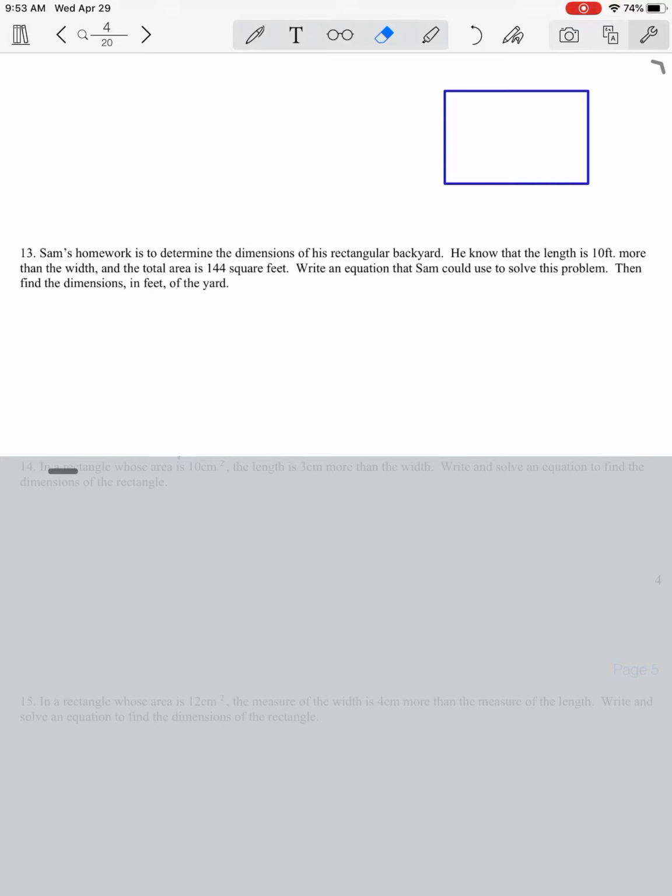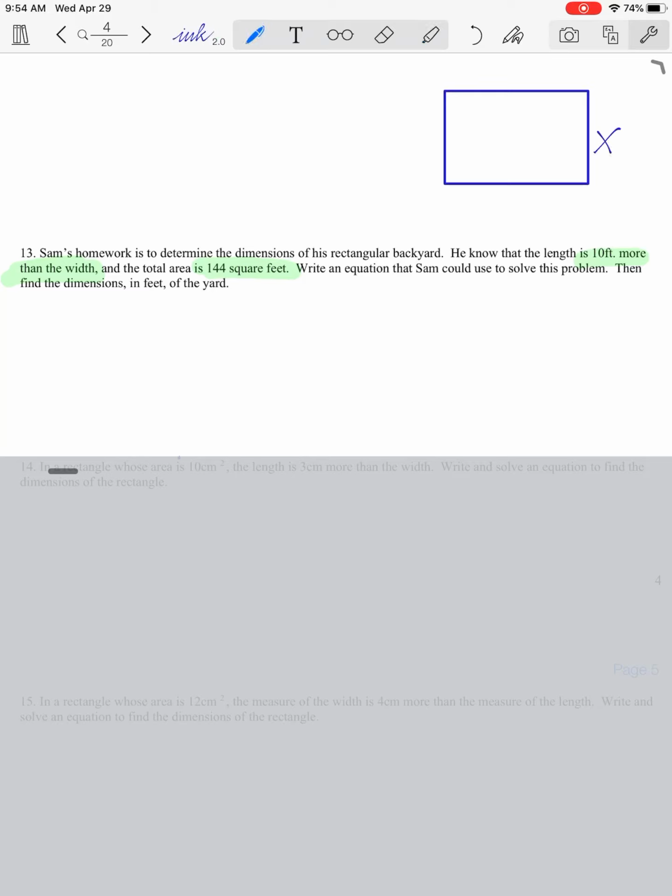So, the first thing we'll do is read the problem and highlight my important information. Sam's homework is to determine the dimensions of a rectangular backyard. So I drew a rectangle. He knows that the length is 10 feet more than the width. So that's important. I'll highlight it. And the total area is 144 feet. They want you to write an equation that Sam could use to solve this problem. Then we're going to find the dimensions in feet of his yard.